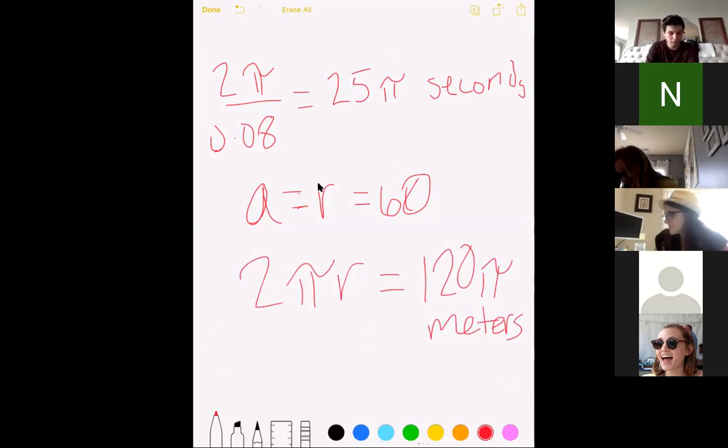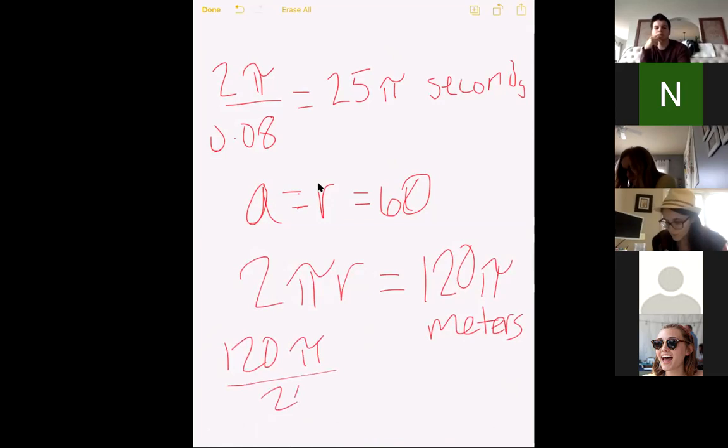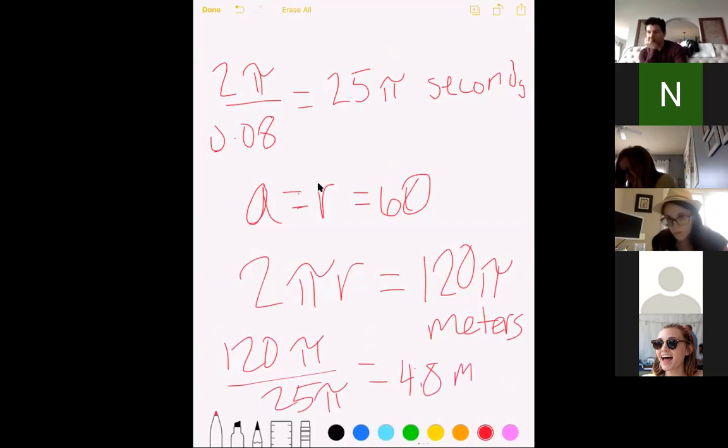And then the last question is, at what speed is the runner jogging? Since we have the distance of the entire track and how long it takes them to run 1 lap around the track, we can just do distance divided by time as speed. So it would be 120 pi divided by 25 pi, which ends up being 4.8 meters per second.